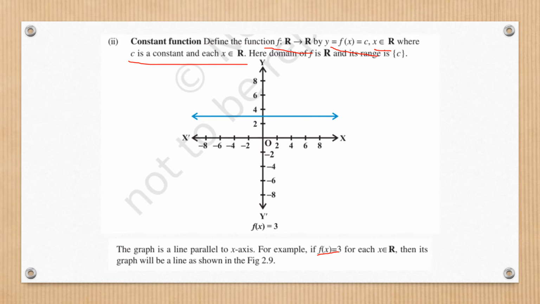So I'll get a straight line like this, which is parallel to your x-axis. So the domain is any real number you can put, but the range is just the constant that we are getting, that y is equal to. The same constant is the range.